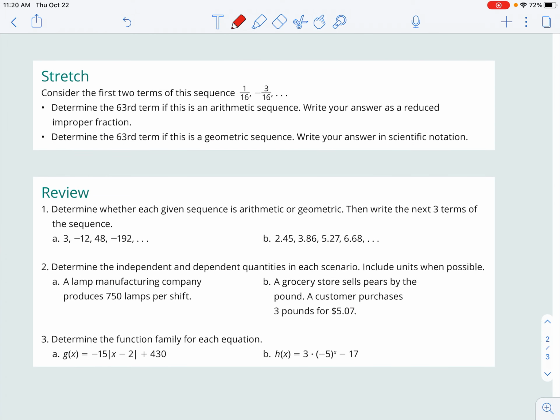Okay, and the other one we wanted you to do is review number 1. Determine whether each given sequence is arithmetic or geometric, and then write the next 3 terms of the sequence. So when I look at this next one, letter A, we're going from 3 to -12 to 48 to -192. Well, for that to happen, 3 to -12 to 48, I can follow that. That's some multiplication happening there, and it's multiplication of a -4.